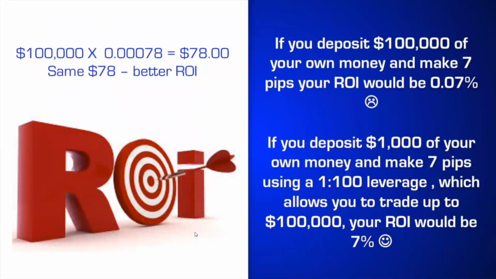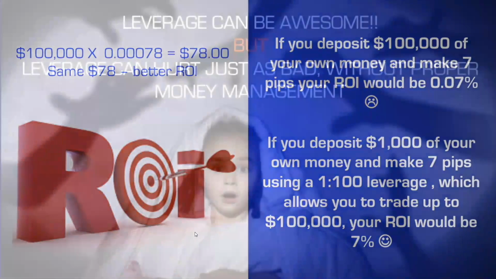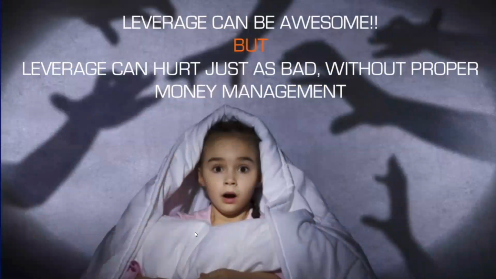Now, if you deposit $1,000 of your own money and make 7 pips using a 1 to 100 leverage, which allows you to trade up to $100,000, your ROI would now jump to 7%. Much better. Look at that. You deposited less money and still come out with a better ROI percent. It only makes sense, and that's why leverage is amazing. I already said it earlier, but I will say it again. Leverage can be awesome, but leverage can hurt just as bad without proper money management.